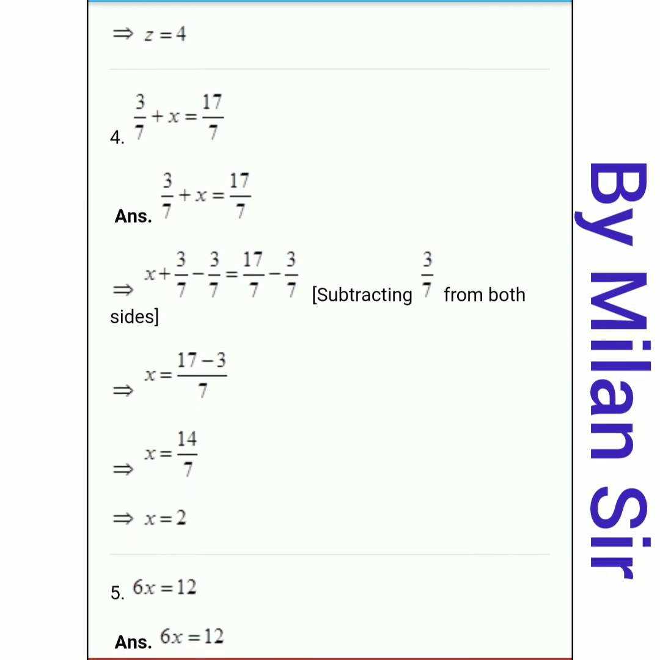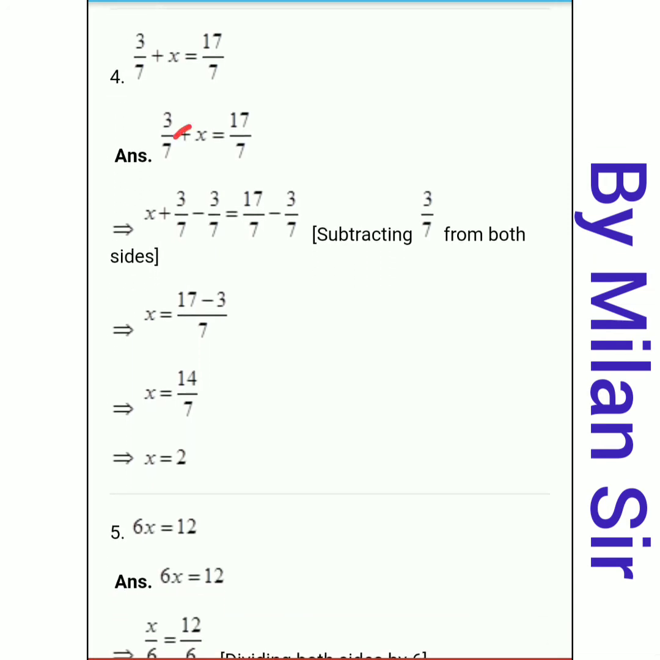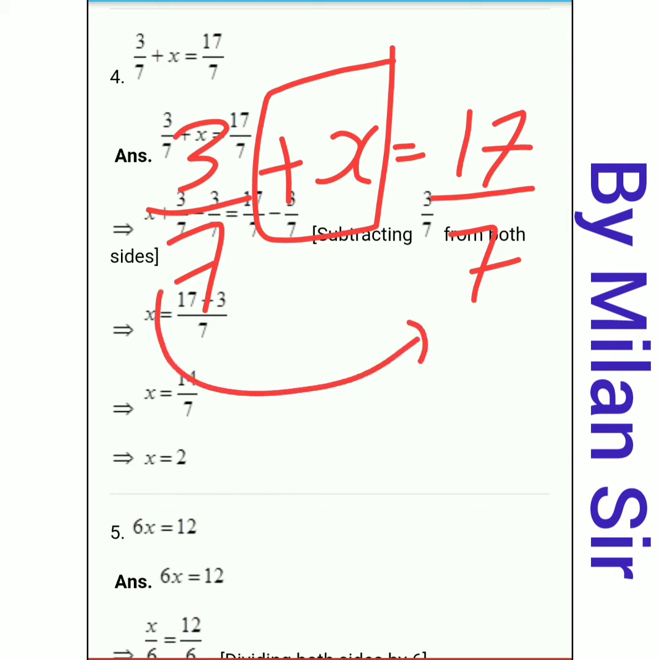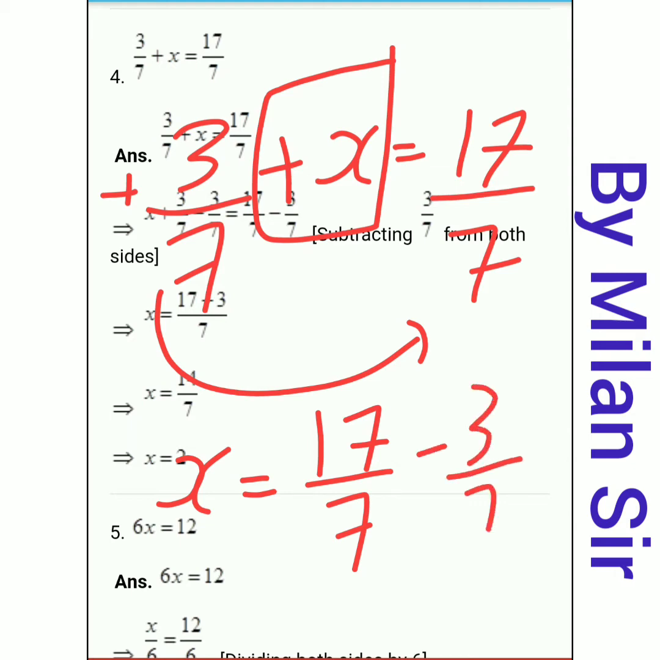Question number 4. 3 by 7 plus x is equals to 17 by 7. Here on the left hand side we have plus x and that we want, so we do not need to change the position of x. Transfer this 3 by 7 to the right hand side. Here on the left hand side 3 by 7 is positive. If we transfer it to the right hand side, it becomes negative. So x is equals to 17 by 7, and plus 3 by 7 becomes minus 3 by 7.